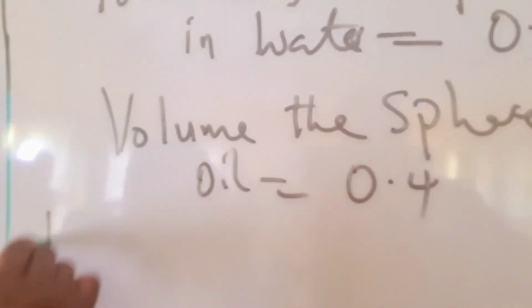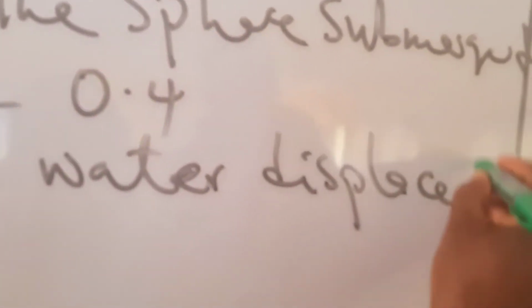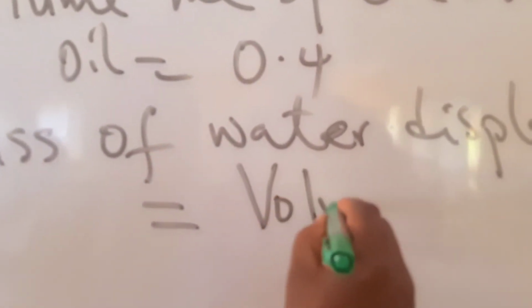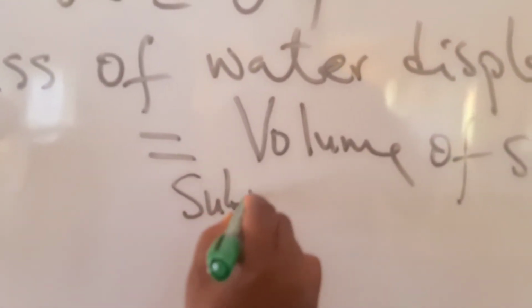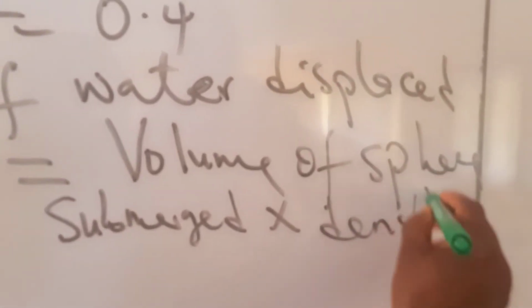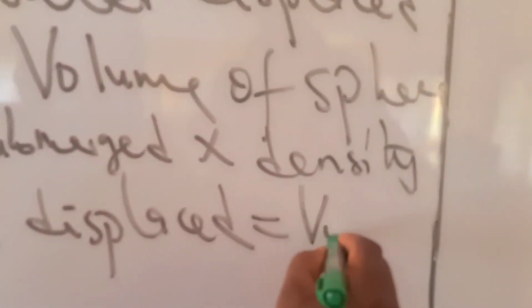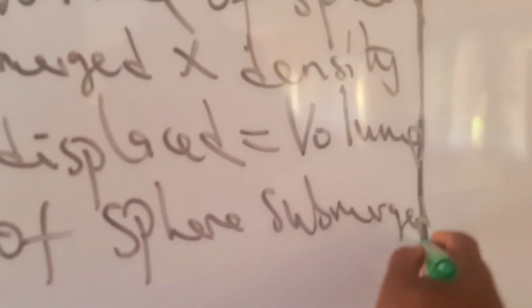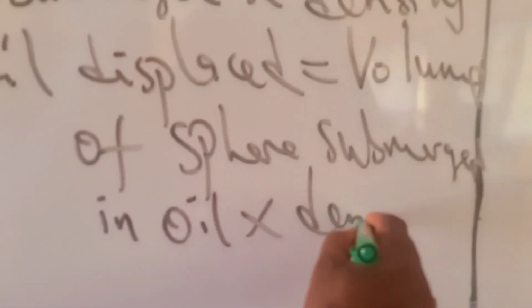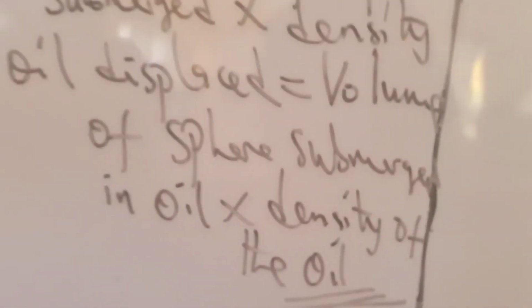And then we know that mass of water displaced is equal to volume of sphere submerged times density, and also mass of oil displaced is equal to volume of sphere submerged in oil times density of the oil. And we are asked to find the density of the oil.